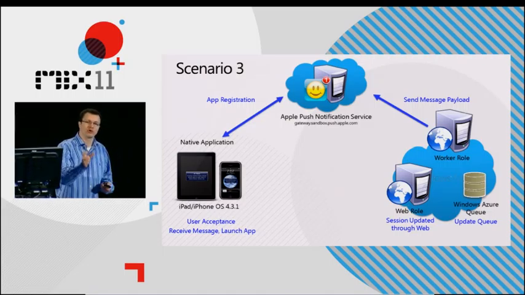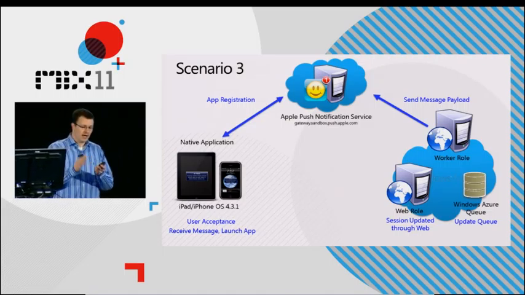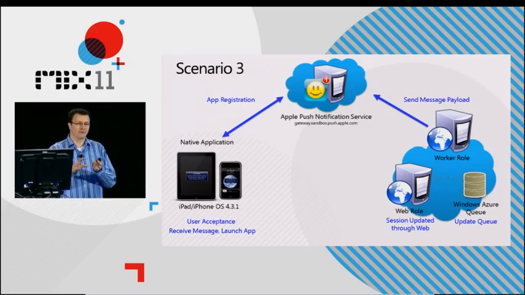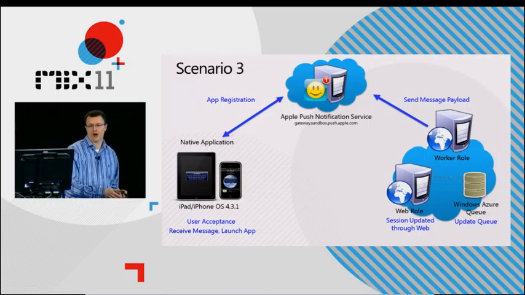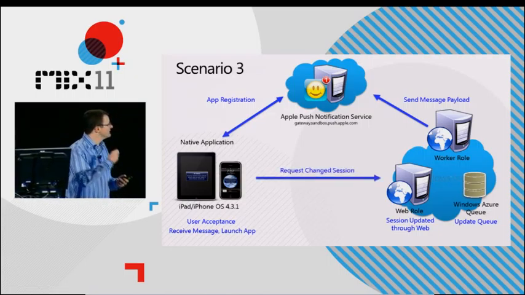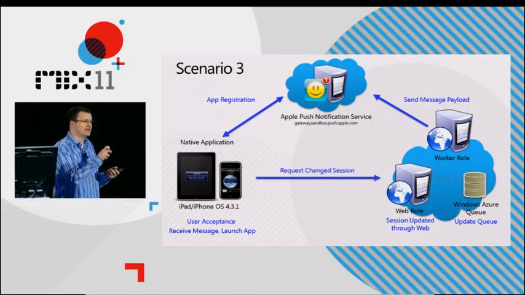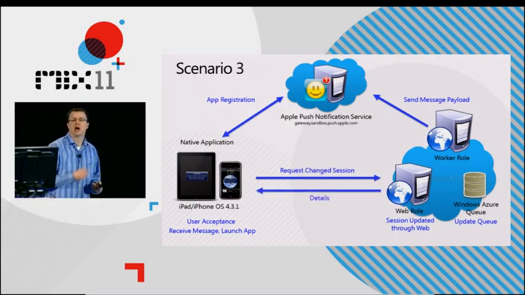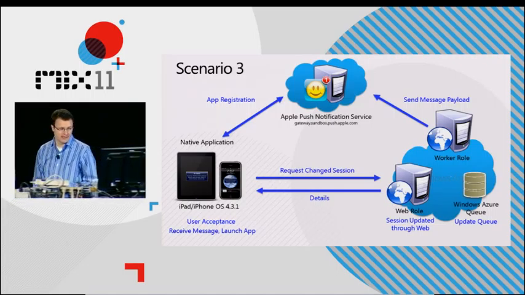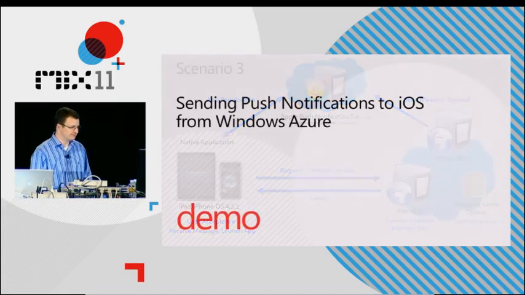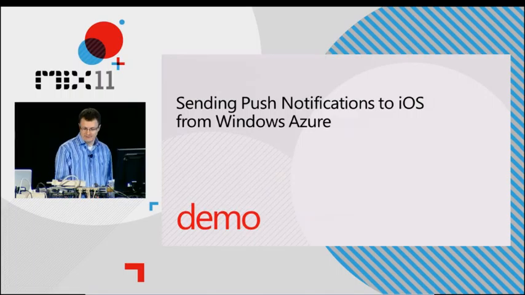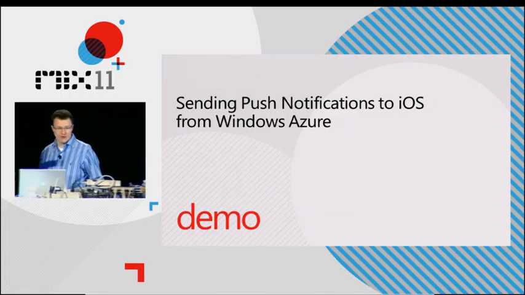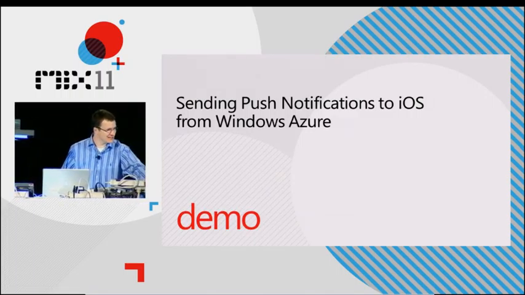Within the push notification framework, you can send effectively a dictionary of objects that you can pass to your application. From there, I can have the application go hit the web role and hopefully come back with the details for the changed session. So, tempting the demo gods just one last time, I'm going to see whether this works.